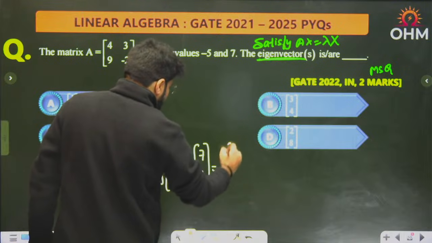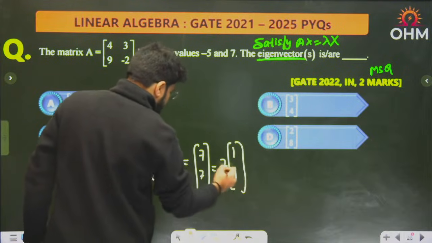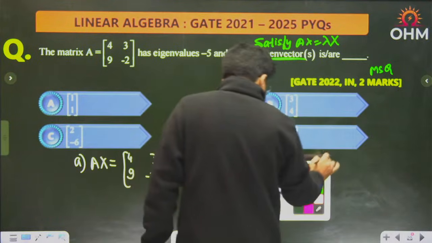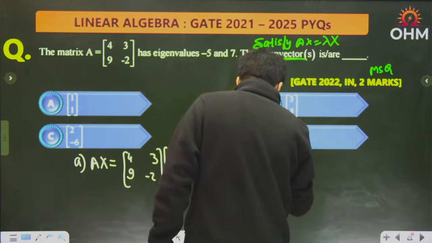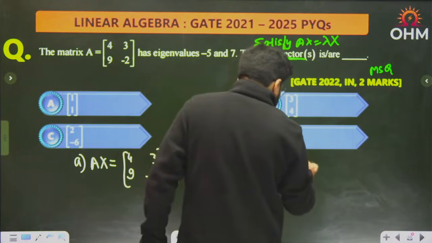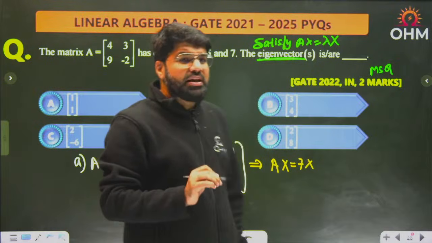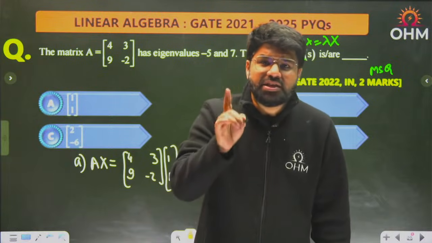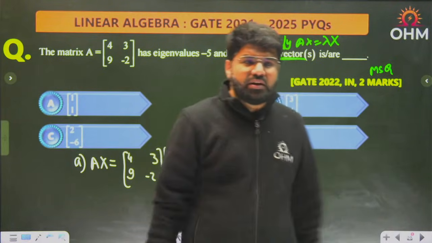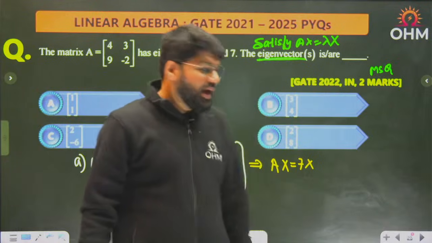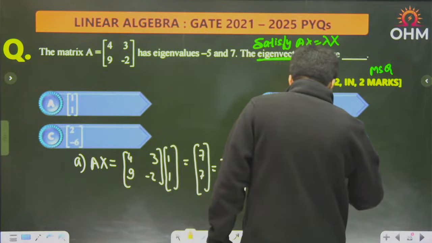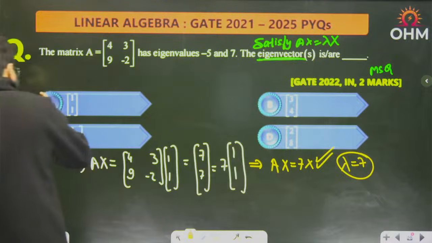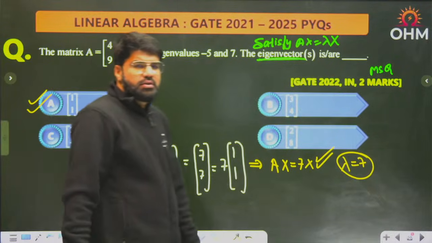What can you do now? You can take 7 common. If you take 7 common, you get 1, 1. What is 1, 1? The X. That means for option A, when I multiplied A by X, the answer is 7X. The answer can be any multiple of X. Whichever option satisfies AX equal to lambda X, where lambda is any number, the answer should be a multiple of the given vector: 2x, 10x, 100x, anything. I got 7x. So yes, it satisfies, with corresponding eigenvalue lambda 7. I don't want the eigenvalue, only whether it is satisfied. Yes, A is satisfied.